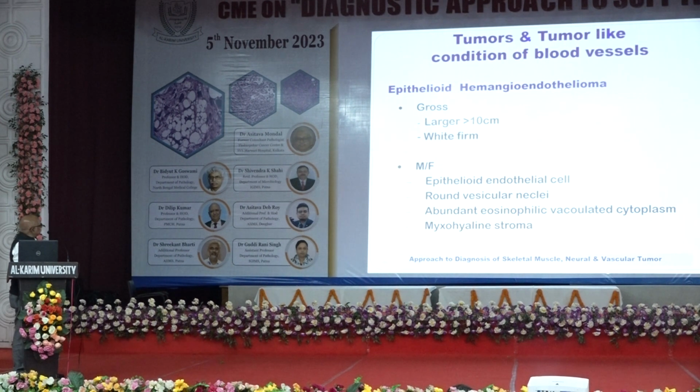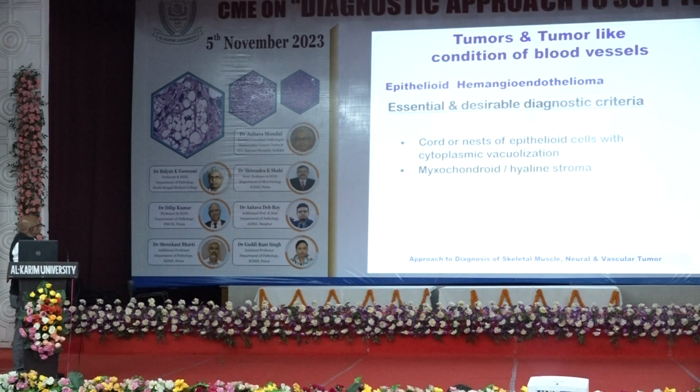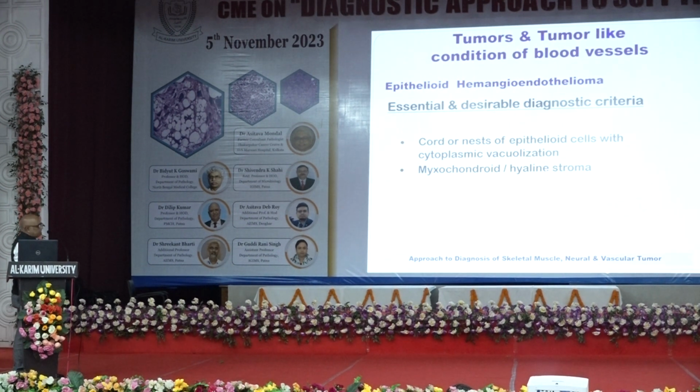You can see in the microscopy epithelioid endothelial cells, round vesicular nuclei, eosinophilic vacuolated cytoplasm with myxohyaline stroma, and IHC CD34, CD31, and podoplanin positivity. So the essential and desirable diagnostic criteria for this epithelioid hemangioendothelioma is cords or nests of epithelioid cells with cytoplasmic vacuolization and myxochondroid hyaline stroma. We can pick up in the next slide.